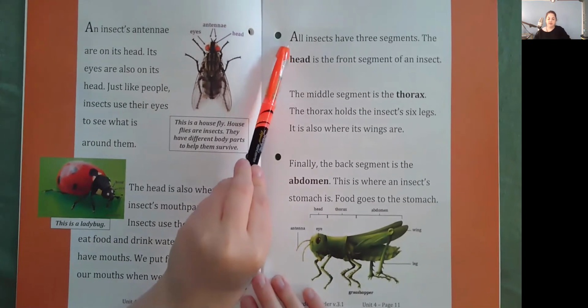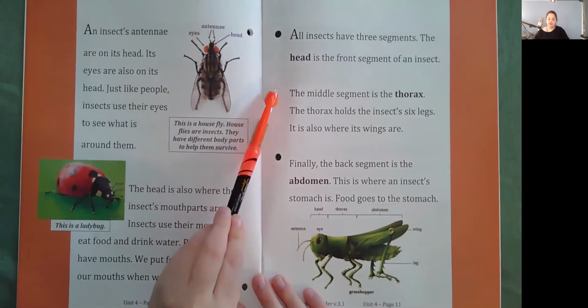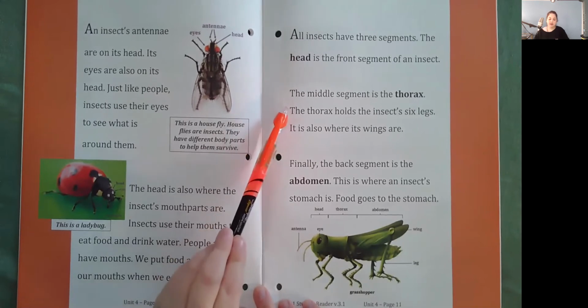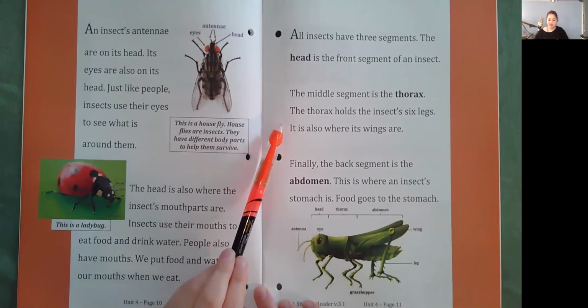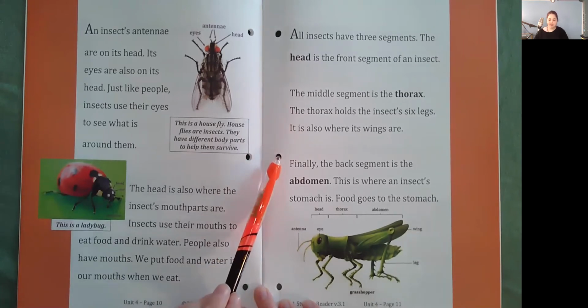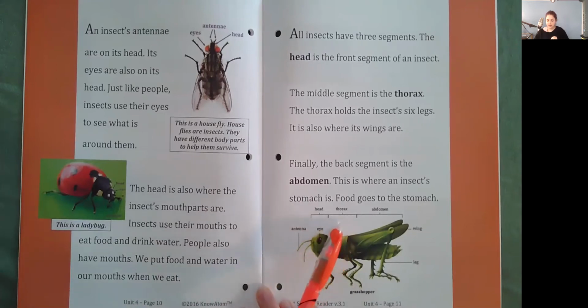All insects have 3 segments. The head is the front segment of an insect. The middle segment is the thorax. The thorax holds the insect's 6 legs. It is also where its wings are. Finally, the back segment is the abdomen. This is where an insect's stomach is. Food goes to the stomach. So here we have the antenna of a grasshopper, its head with the eyes, the thorax, the abdomen, wing, and leg.